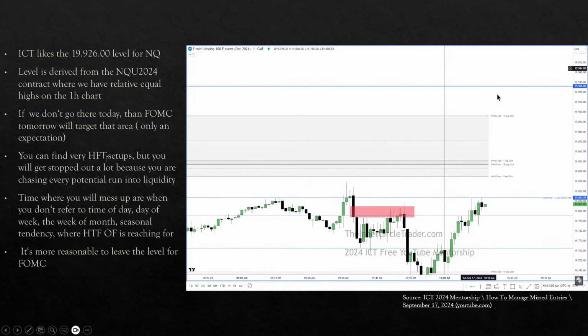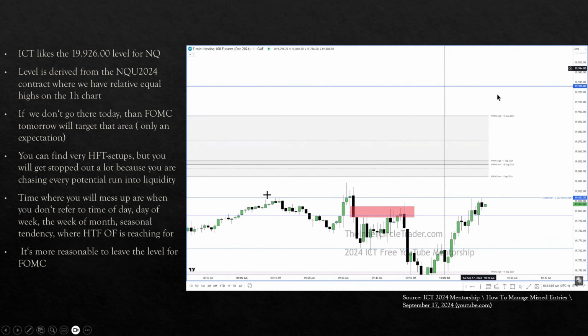You can find very high frequency trading setups, but you will get stopped out a lot because you're chasing every potential run into liquidity. That, again, refers to his high frequency trading models, which he doesn't really go into quite, but he refers to this also as a high frequency trading model. So a short from here to the mid gap would be also a high frequency trade for him. The times where you will mess up are when you don't refer to the time of day, day of week, week of month, and seasonal tendency, or where the higher time frame order flow is reaching for.